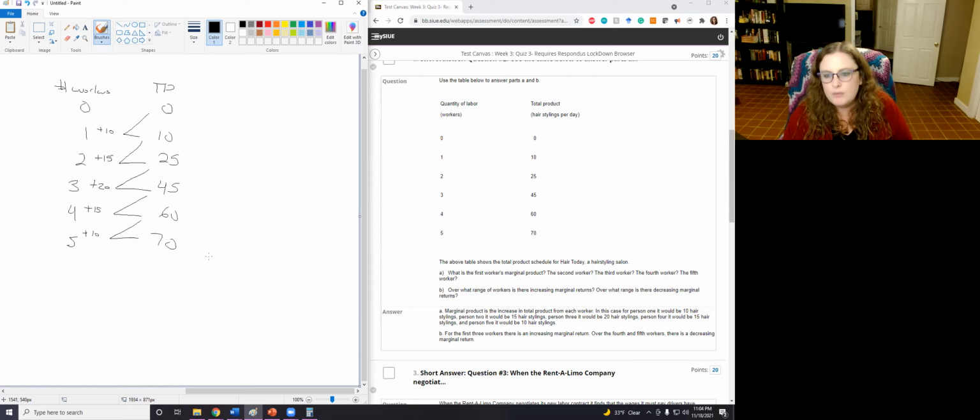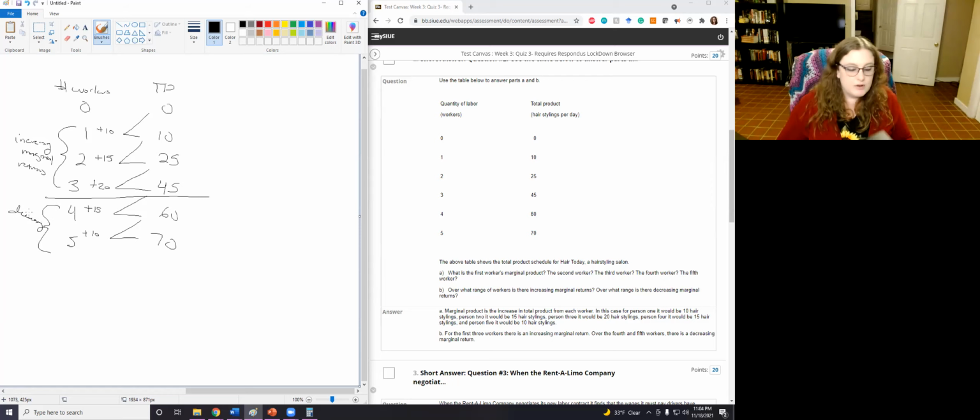That's what that one is. Over what range of workers is there increasing marginal returns? Okay, well, let's see. Plus 10, plus 15, plus 20, plus 15. Oh, we start to go down there. Over the range of 1 to 3 workers, this is where we have increasing marginal returns. Then from 4 to 5, or you could say 4 onwards, like some people said, just 4 to infinity, you're technically right. This is where we have decreasing marginal returns. Notice that we are increasing total product, but by a smaller and smaller amount.